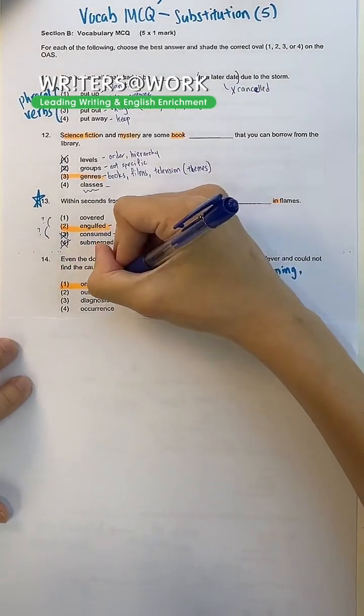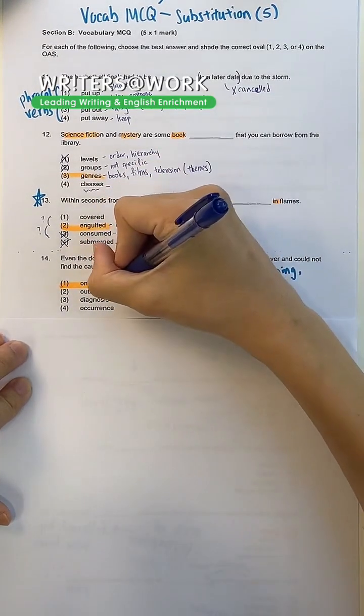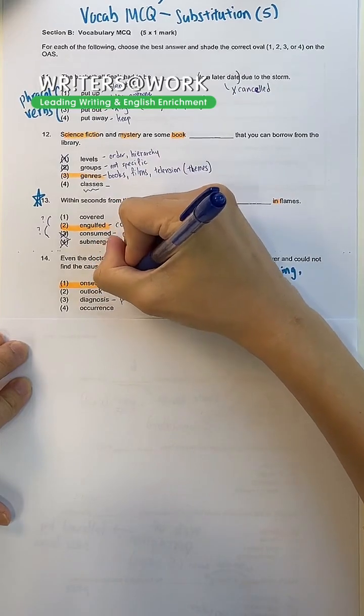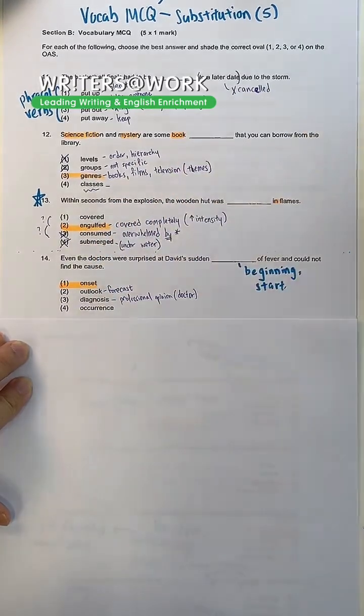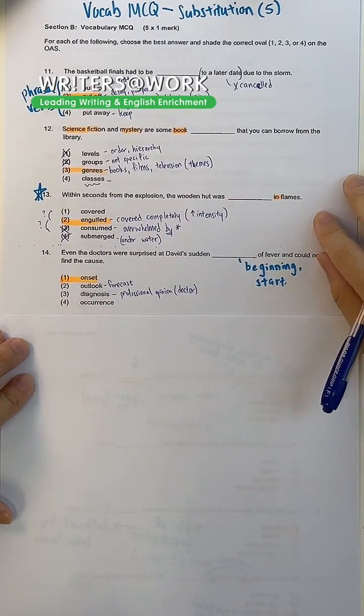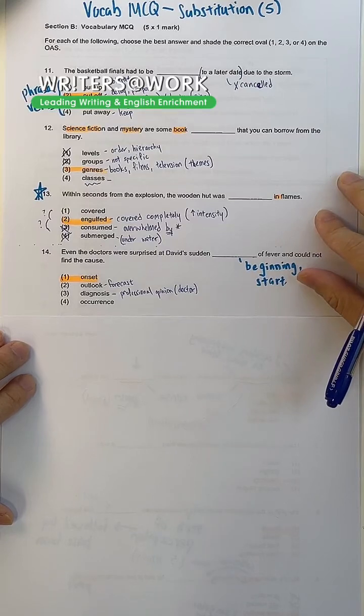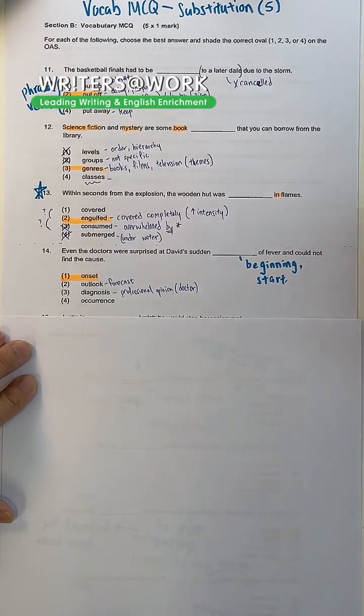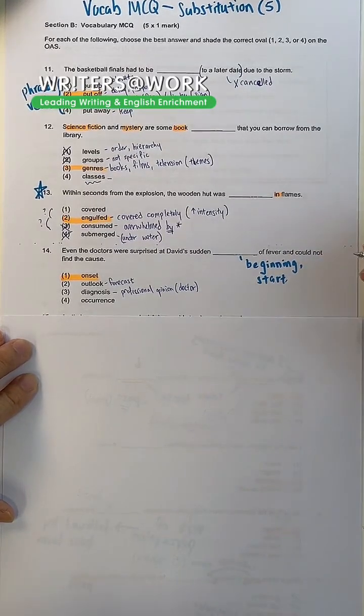Outlook. Outlook refers to the forecast. For example, if you contract a really bad fever, the outlook might be grim because you will not recover quickly. Okay, so the forecast will be grim.